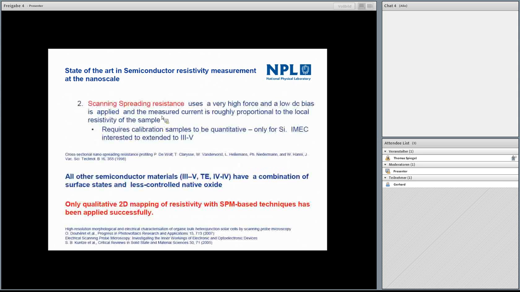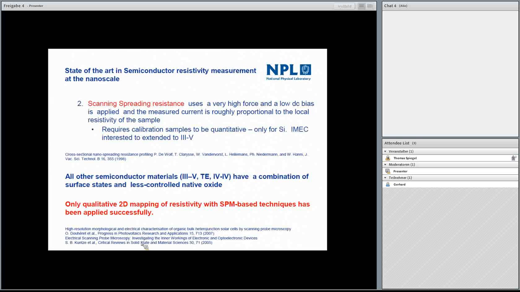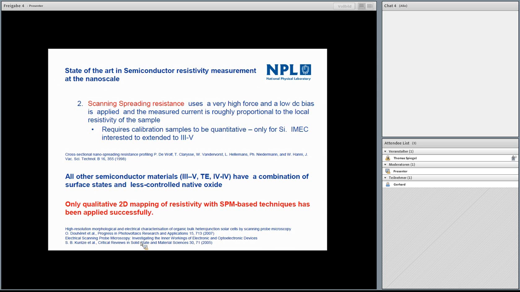Another method is called scanning spreading resistance, which is essentially current measurement, but at a very high force. It's been developed specifically for silicon. The high force is there so you punch through the oxide. Essentially, IMEC produces reference samples where you can link the resistance you measure at given forces with the resistivity or the doping concentration of the layer. So if you have these reference samples, you can measure resistivity relatively accurately. We're talking 20% maybe. Obviously, we don't have this luxury here. We don't have a series of samples with known doping concentration and known resistivity.